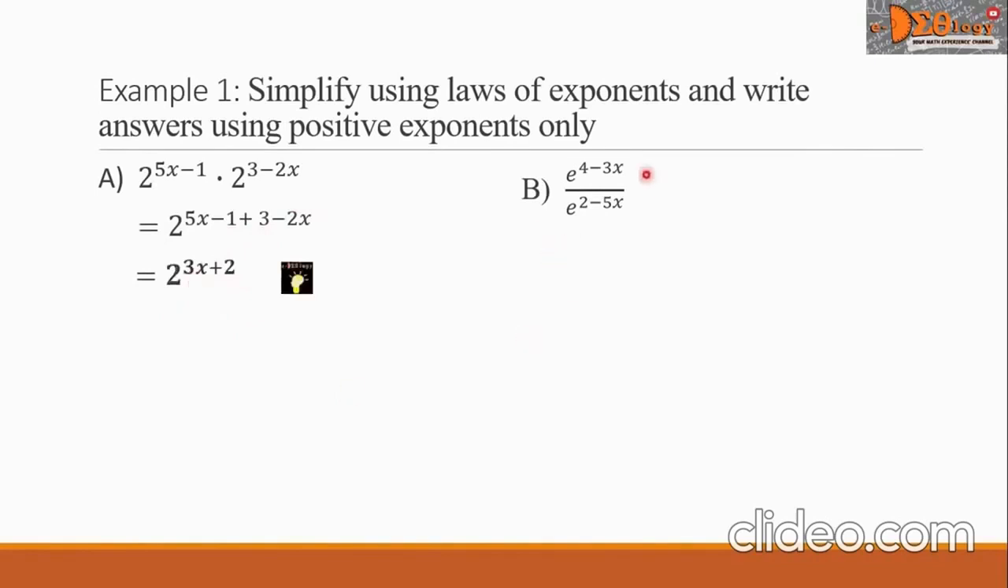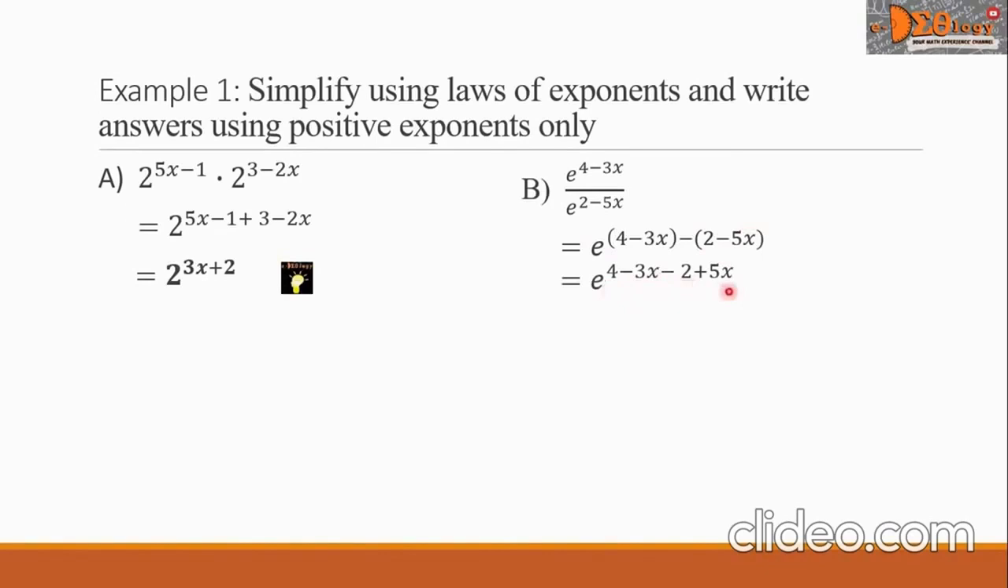For letter B, we have division of exponents with the same base, which is e. So we will subtract the exponents. So we have e raised to 4 minus 3x, then minus the exponent of the denominator, 2 minus 5x. In the next step, we will remove the grouping symbol. In the first group, we can directly remove the grouping symbol, but for the second group, we need to change first the sign of the terms inside this grouping symbol. So we have now e raised to 4 minus 3x minus 2 plus 5x.